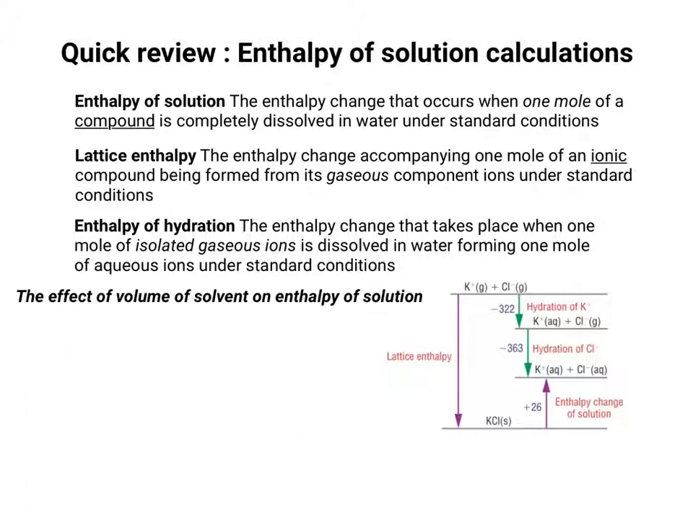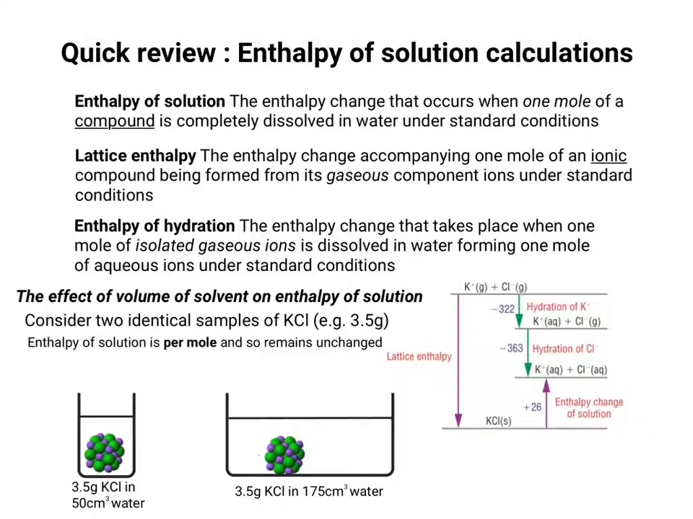So before we start looking at some actual calculations, let's have a think about the effect of the volume of solvent on the enthalpy of solution. If we consider two identical samples of potassium chloride, such as 3.5 grams for example, it's important to separate in your mind the difference between the enthalpy of solution, which is measured per mole and therefore remains unchanged, and the temperature change that would result from actually dissolving the potassium chloride in a certain volume of water.